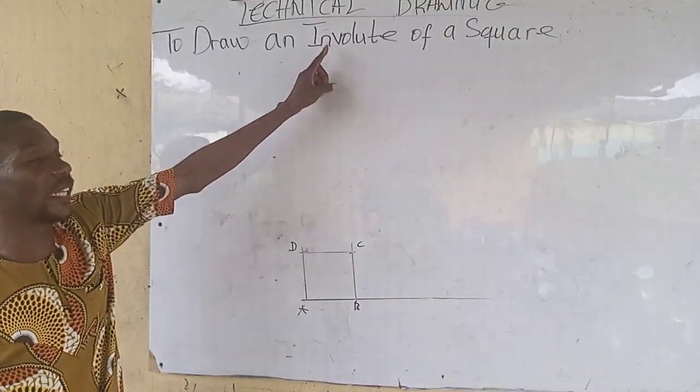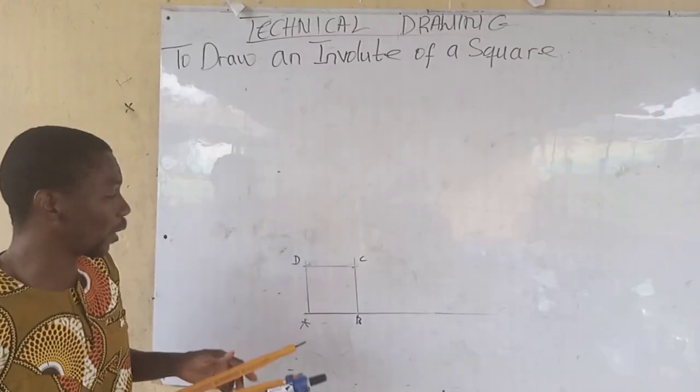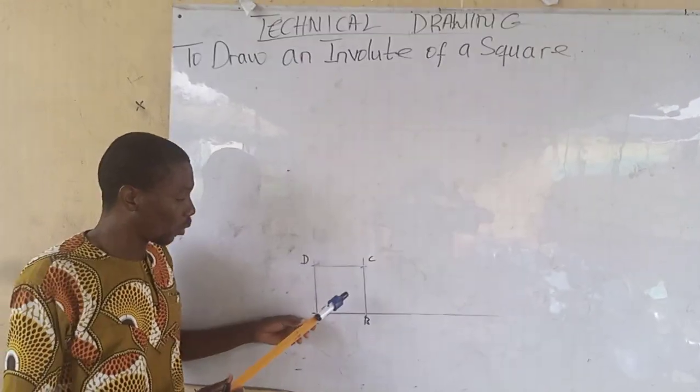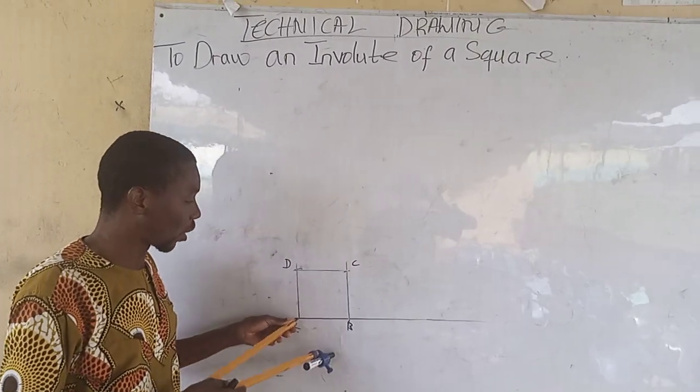Now you draw the involute of the square. Here you have, using A as your center and radius AB.